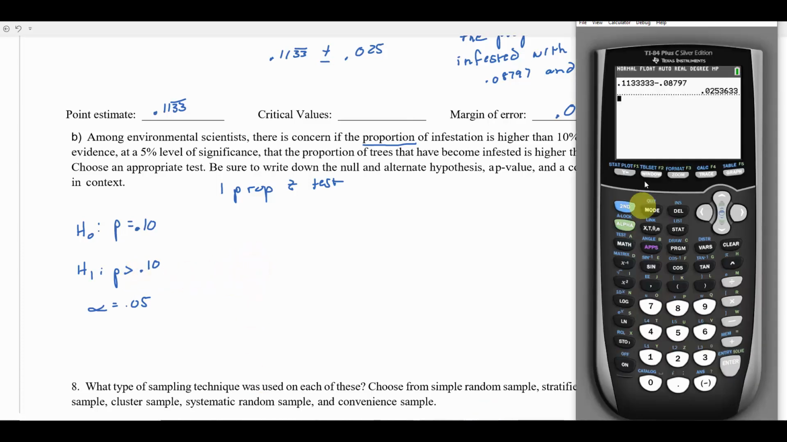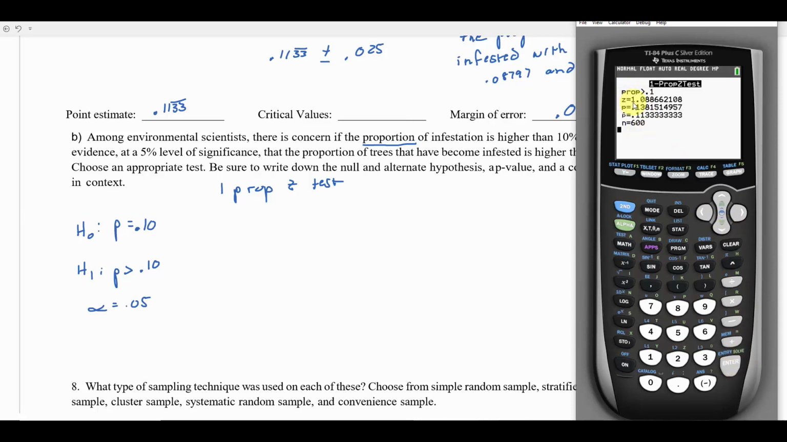Let's go to our calculator. We're going to go to stat, tests, and then one prop Z test, which is option 5. Let's give it all of the information. The proportion for the population is assumed to be 0.1, and we had 68 out of 600. I was already in there, so that's nice. And we're concerned that it's greater than. We'll calculate.